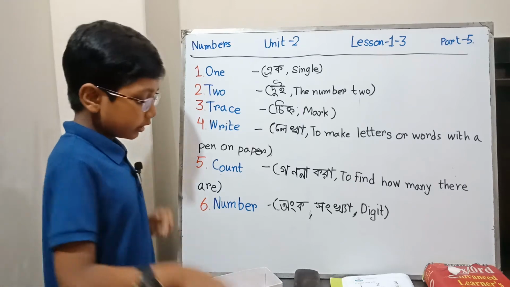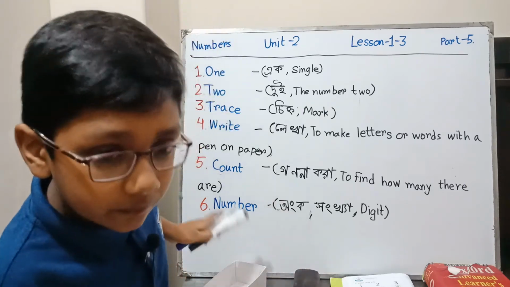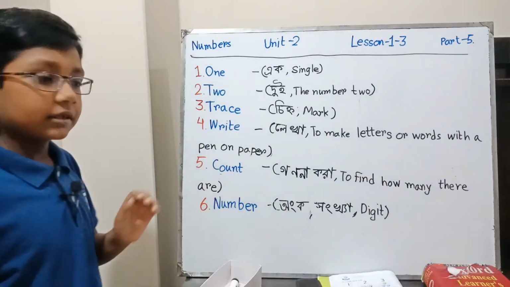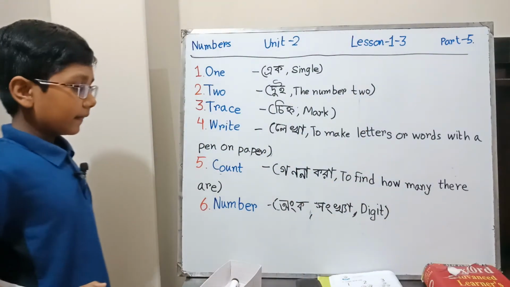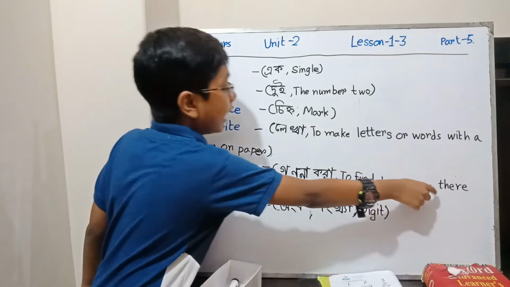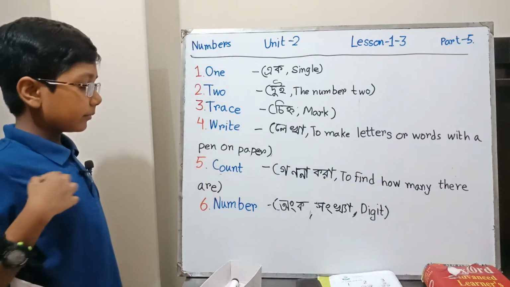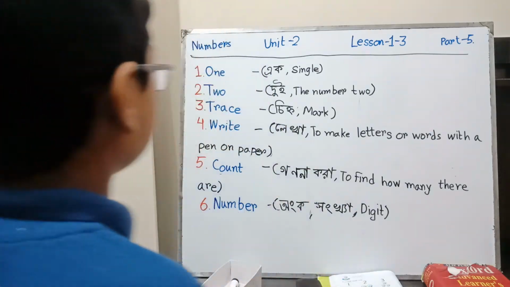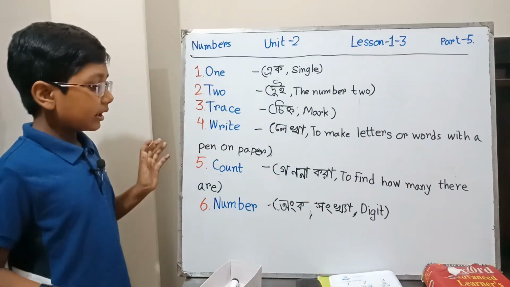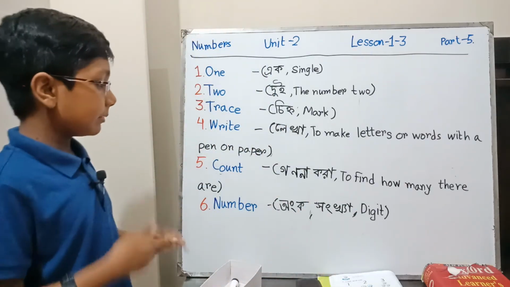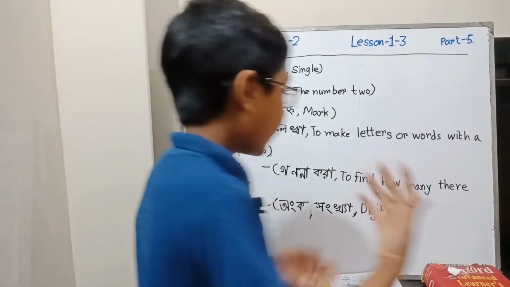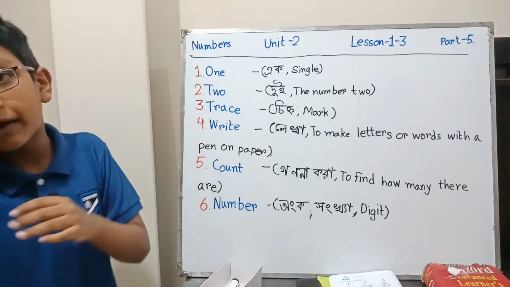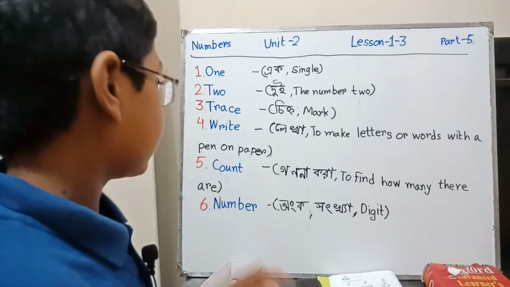Like 1, 2, 3, 4, 5, 6, 7, and 8. I mean, this is 7. Like, to find how many are there. How many there are. So, here in my study table, there are 7 things. So, that means to find. I found it, how many are there? Like, 1, 2, 3, and 4, 5, 6, 7. So, I have 7 things. Like that.